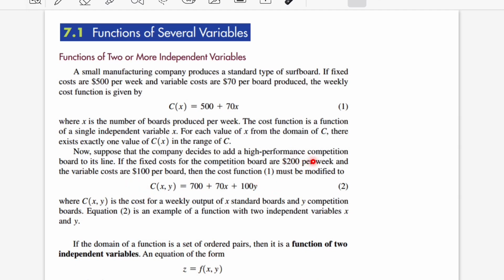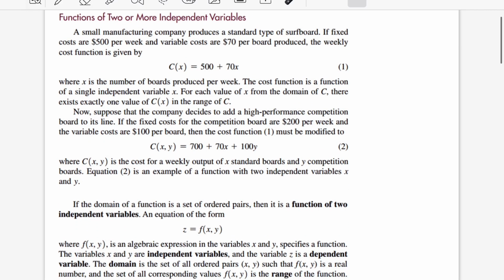So we have an additional $200 per week of fixed costs, so that's where the $700 comes from. We still have our variable costs for our standard surfboard, but then we're adding on the variable costs for this new competition board. So in this case, our cost function is dependent on two variables, x and y. And so this is an example of a function with two independent variables, x and y here.